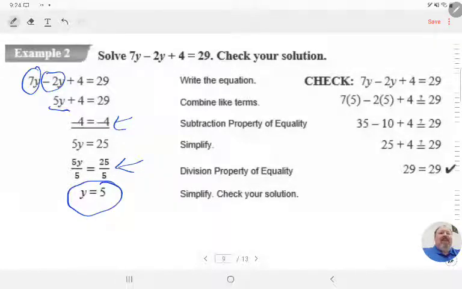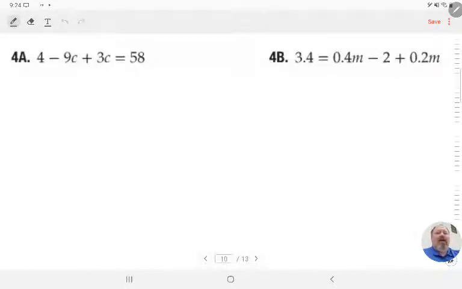When I check that, I check it with the original equation. So I plug 5 in for y and 5 in for y. 7 times 5 is 35. 2 times 5 is 10, so 35 minus 10 plus 4. 35 minus 10 is 25. 25 plus 4 is 29, so it checks. Y must equal 5.